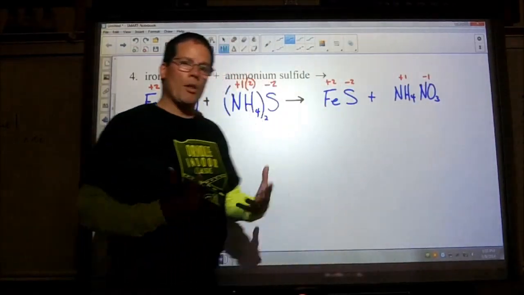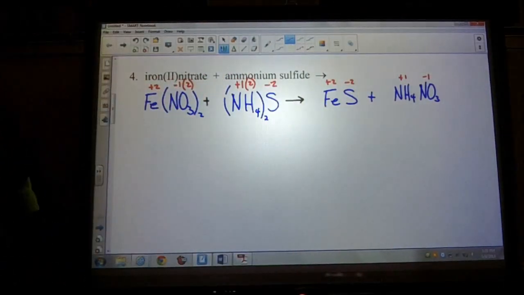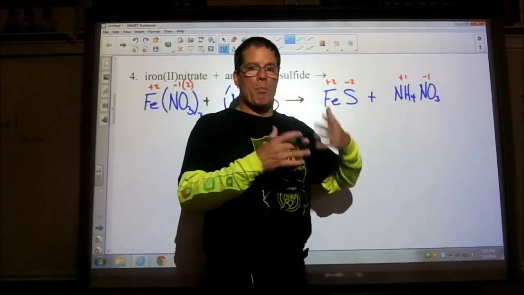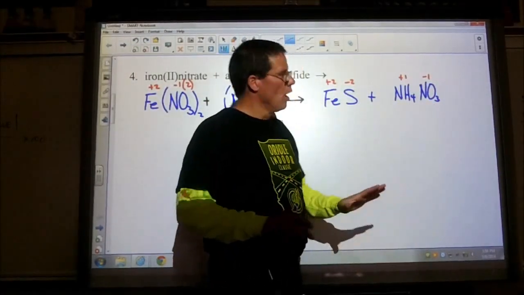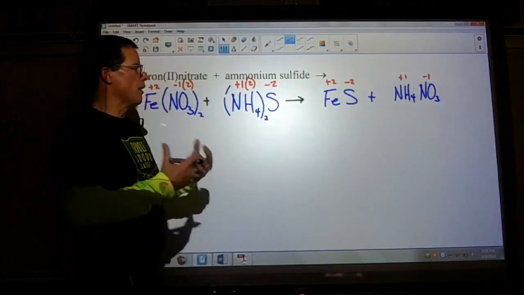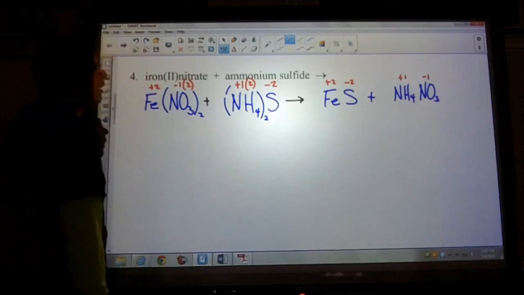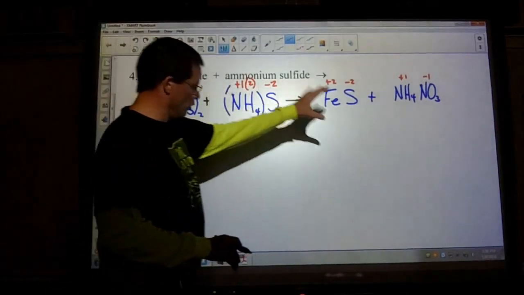Notice I didn't bring any of the parentheses over. That would look really bad if I had two sets of parentheses here and they both had the same subscript. So that's why you always write one and then check the charges. If you need more than one, then you show it. Okay. All right, so we have our charges balanced.